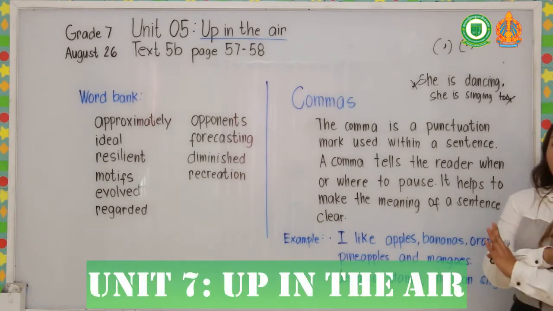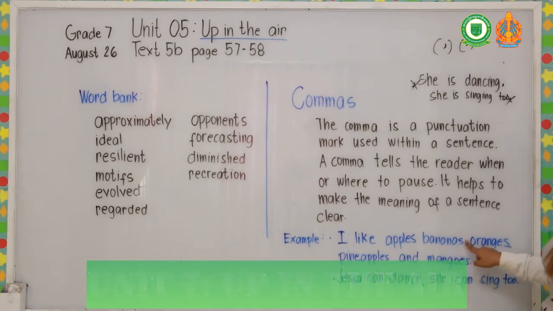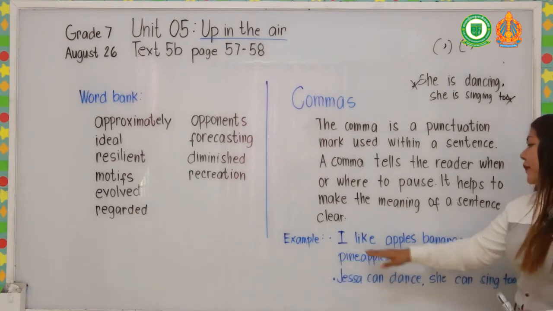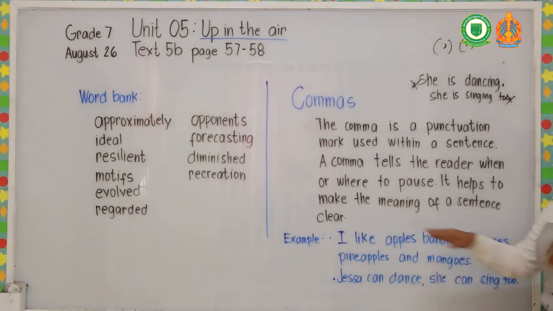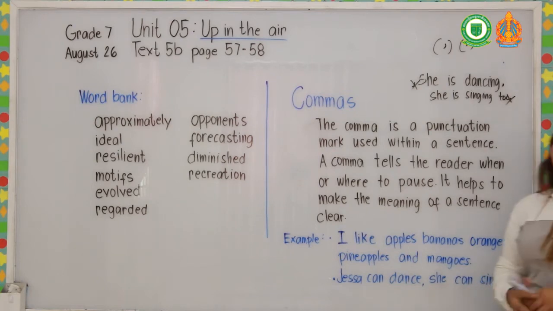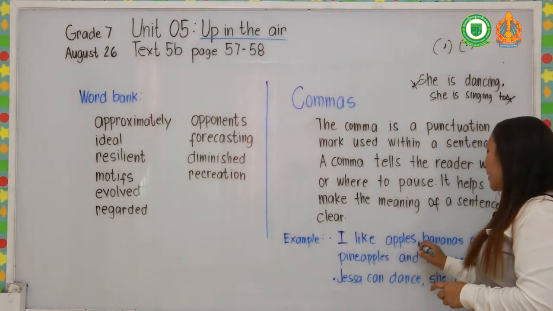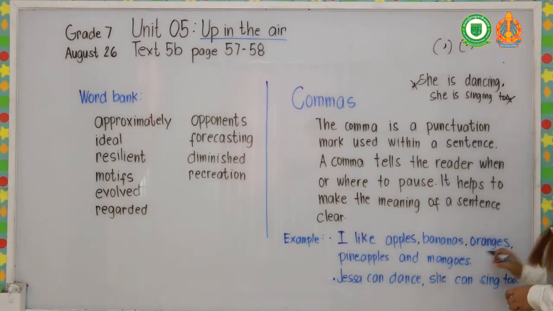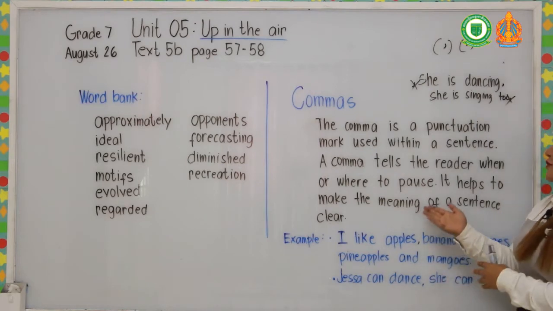So if we are going to remove the comma, then you might read it this way. I like apples bananas oranges pineapples and mangoes. So the use of comma is for us to know where to pause.